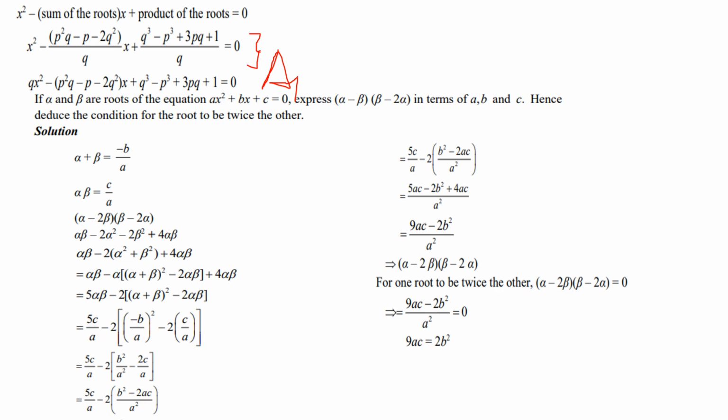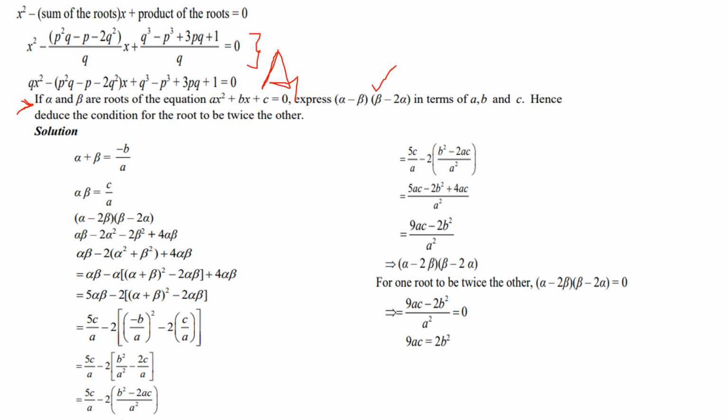Now here we have another question. Since these questions involve the same approach, I'm getting bored doing them, so I'm just going to be very quick in these ones. They're telling us that if alpha and beta are roots of the equation ax squared plus bx plus c is equal to 0, express this one in terms of alpha, a, b, and c, hence deduce the condition for the roots. Now what you need to do is to open the brackets, and after opening the brackets, you arrange each and every element according to powers. Everything is going to align up.